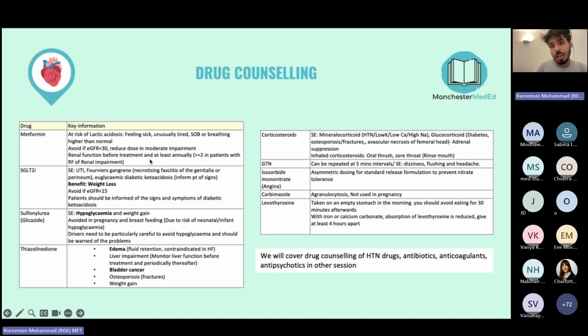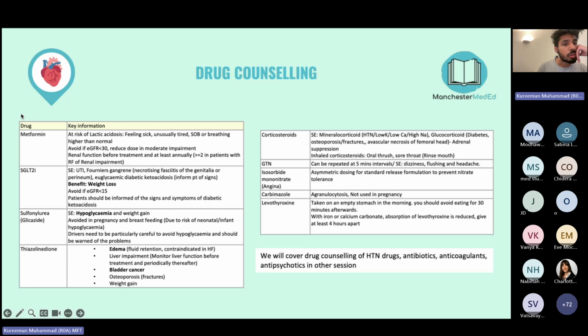Next, drug counseling. There's a lot going on here, which I won't be going through, but you can have a look in your own time. But to remember, metformin puts you at risk of lactic acidosis. That's also why you need to counsel them that if they feel sick, unusually tired, or short of breath, they should come back to A&E. SGLT2, we've gone through.